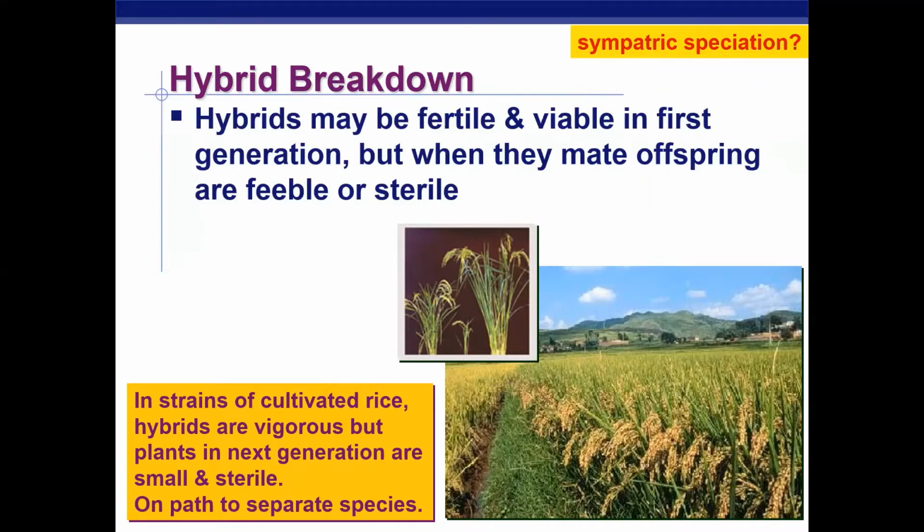For example, with these strains of cultivated rice, 2 different strains of rice are crossed with each other, and the first generation's all good, really good rice, good output. But then in the next 2 generations, everything comes crashing down. They end up being really small. They end up being sterile. So definitely an example of a hybrid breakdown.